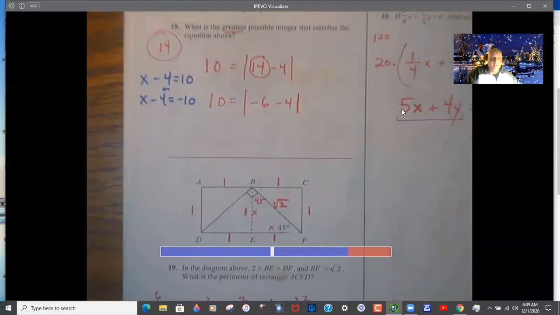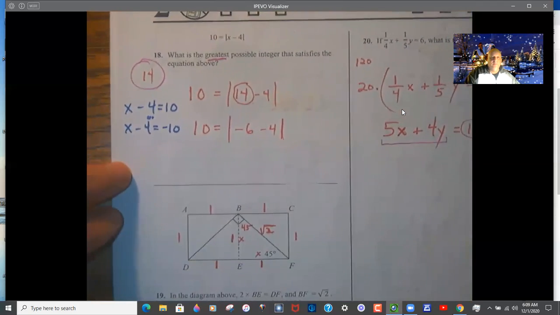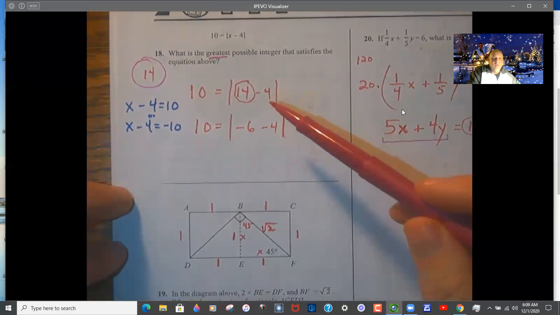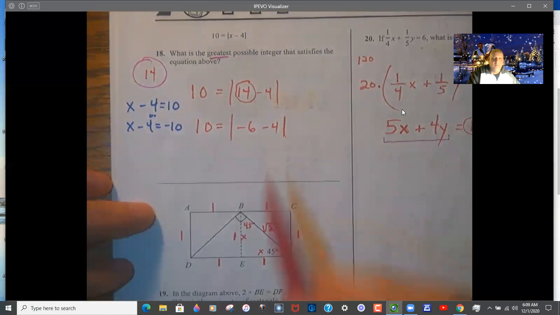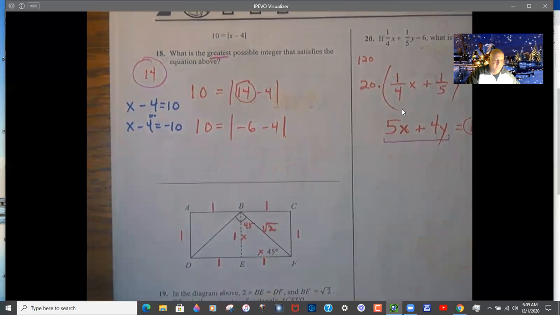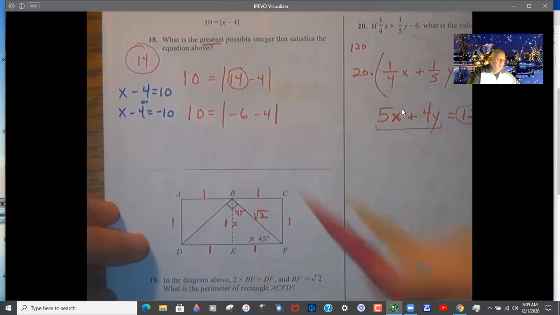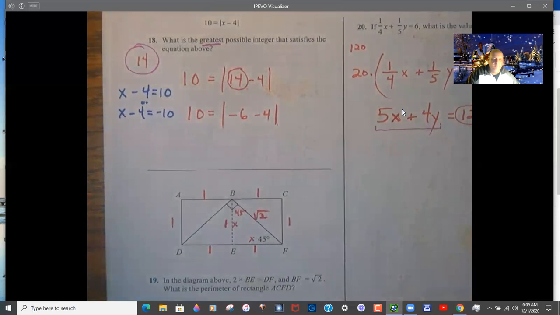Okay, problem 18, so they come right back at you with a simple one here. What's the greatest? So 14 minus 4 is 10, and then -6 minus 4 is -10. You do the absolute value. So absolute value represents distance from 0. It really means just to make whatever's in here positive, or if it's positive, keep it positive. So 14 and -6 are the 2 that work.